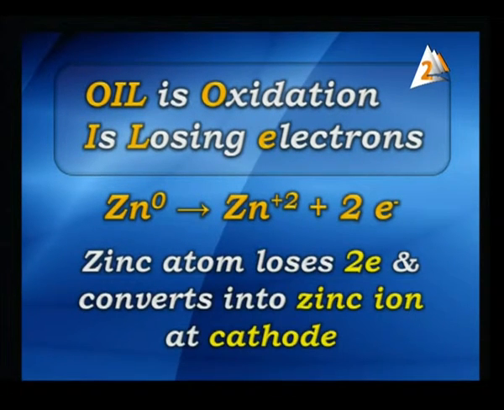This is oxidation. After that, the zinc atom loses 2 electrons and converts into a zinc ion at the cathode. What is meant by cathode here? Cathode directly means the negative pole.